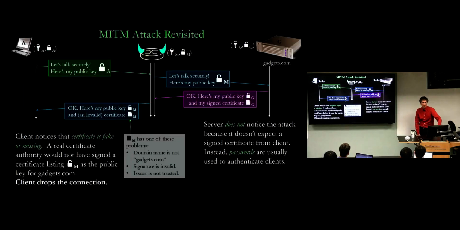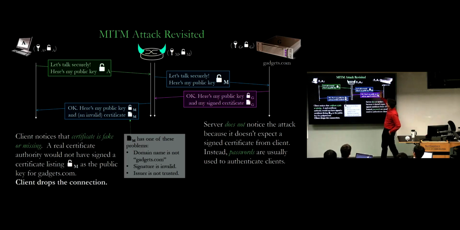All right, so let's look at the man-in-the-middle attack again, and this time we're going to show how it's foiled or blocked by the public key infrastructure and by certificates. We still have client A connecting to server G, Gadgets.com. A sends out its public key. The man in the middle rewrites it to a different public key. Gadgets.com doesn't actually care because Gadgets.com doesn't have a way of authenticating a client, like you were saying. That doesn't exist in this direction.